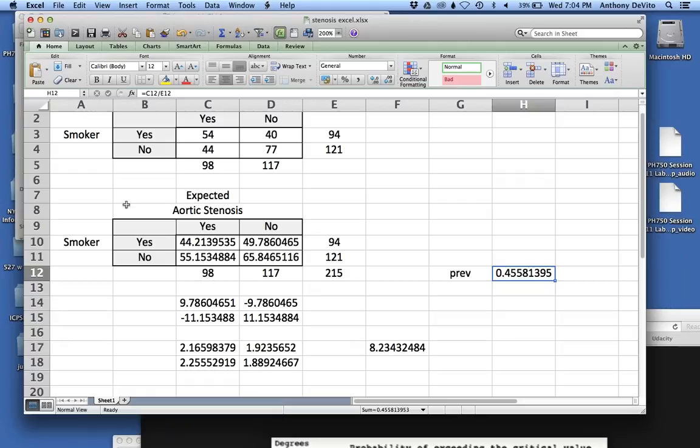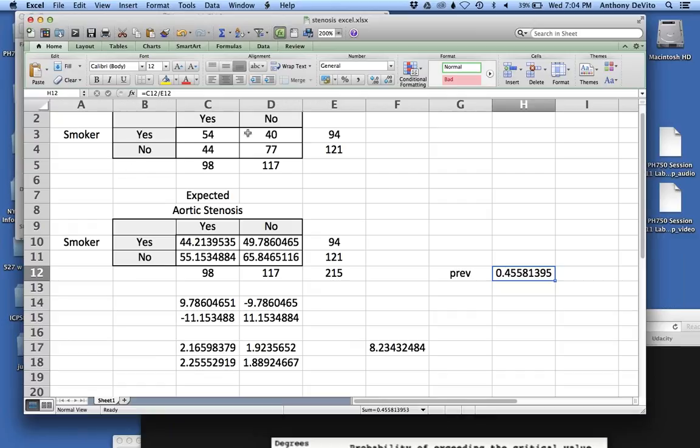That's the prevalence. Oh, you mean not? It's actually 94. I made a mistake. Yeah, I added them up wrong. Right, it's 54 and 40. It really turned out to be 94. I had to correct that. Yeah, I know what you're saying.